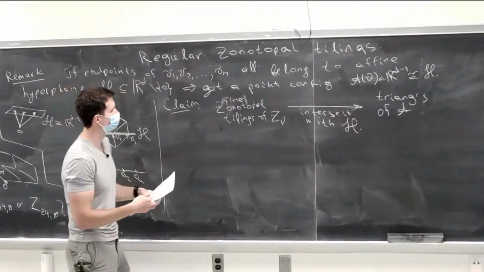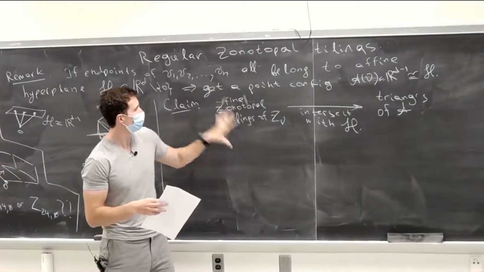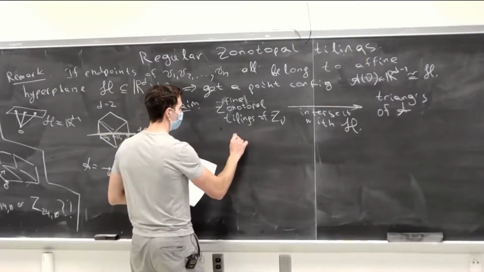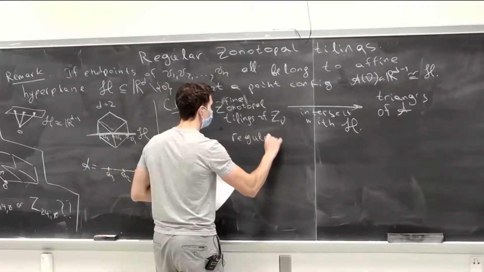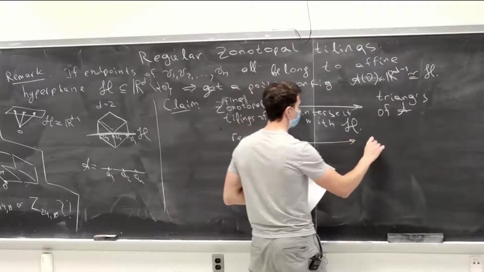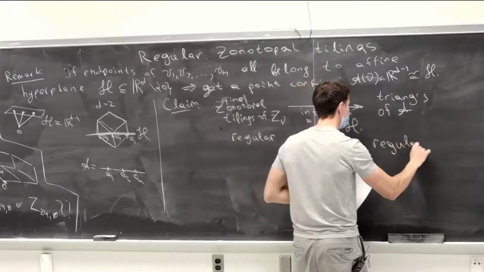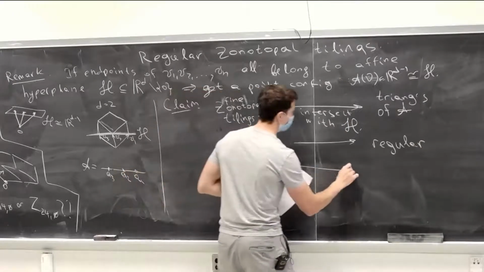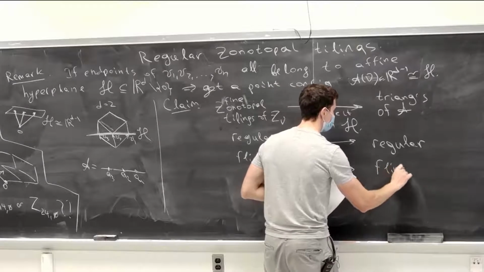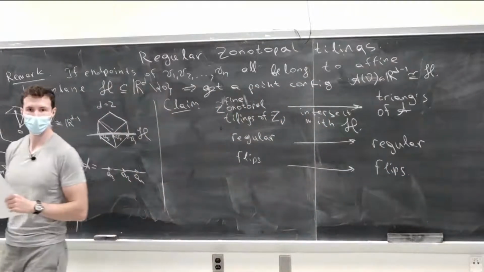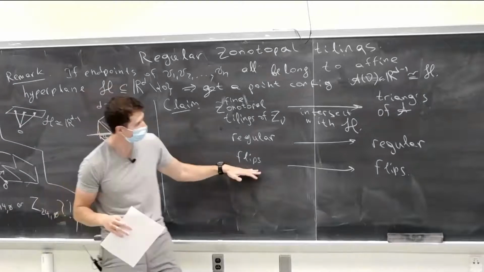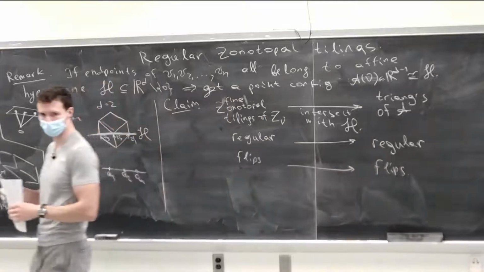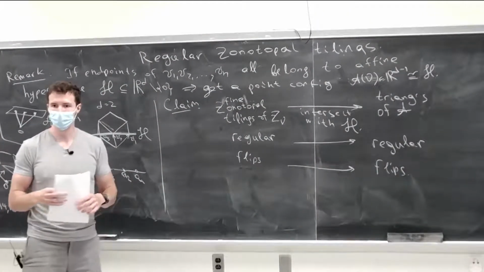But the picture I want to paint is that you can always go from zonotopal tilings to triangulations. In particular, I want to define regular zonotopal tilings so that they correspond to regular triangulations, and I want to define flips of zonotopal tilings so that they correspond to flips of triangulations. Every flip of a zonotopal tiling, once you intersect it with H, is going to give you a flip of triangulations. All right.